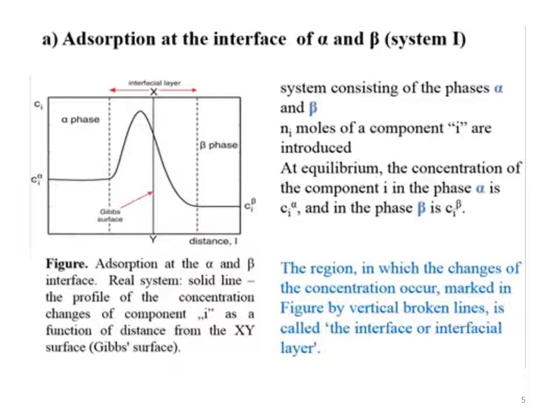The region in which the changes of the concentration occur, marked in the figure by a vertical broken line, is called the interface or interfacial layer.